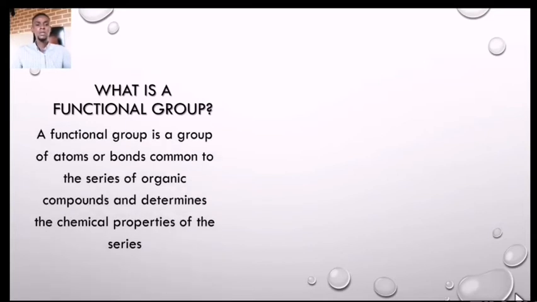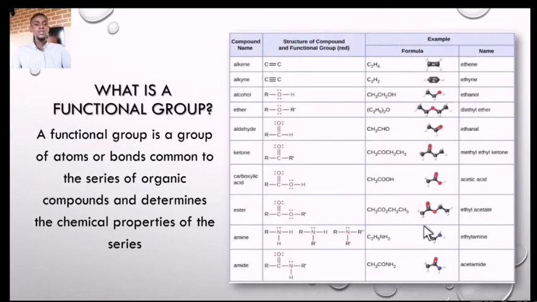Let's look at the definition. A functional group is a group of atoms or a bond common to a series of organic compounds and determines the chemical properties of that series. So it determines the behavior of that series. Let's look at the common chemical functional groups we have. These functional groups are important. You will need to know them.